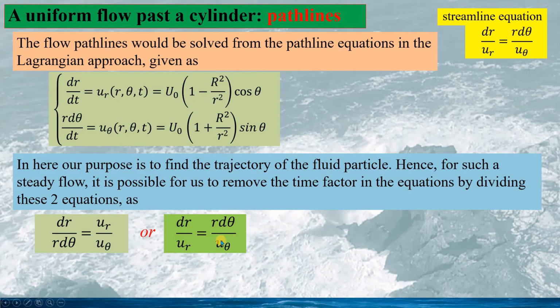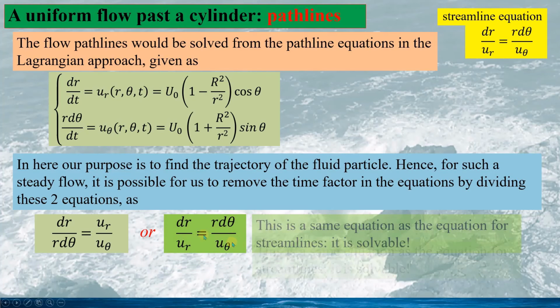It can be written as this. And if we compare this equation to the Streamline equation, we can see they are exactly the same, since in the steady flow, ur and u theta are only spatial dependent. They are time independent. And for such an equation, we have shown in solving the Streamline equation, this equation is solvable.